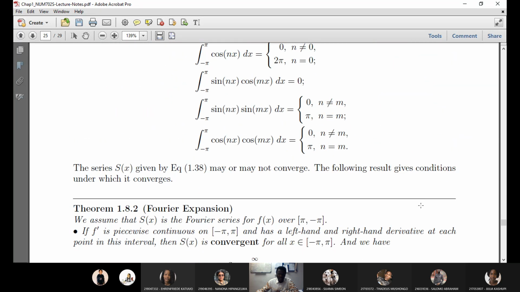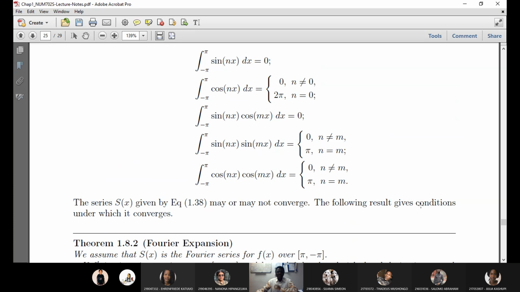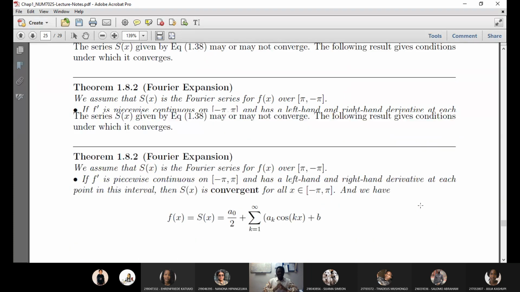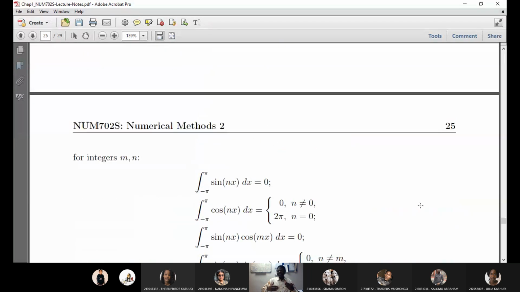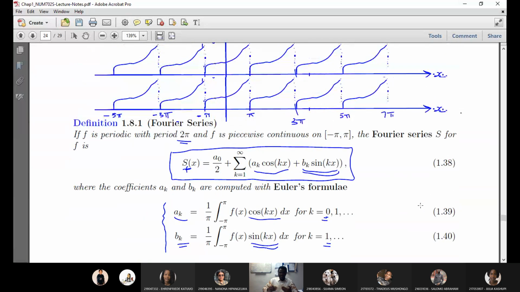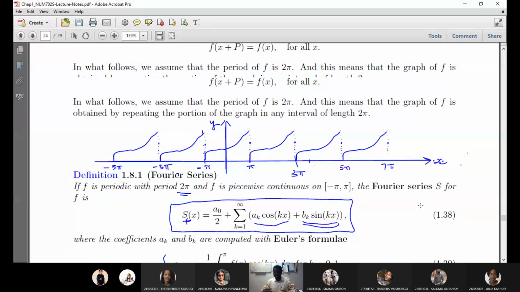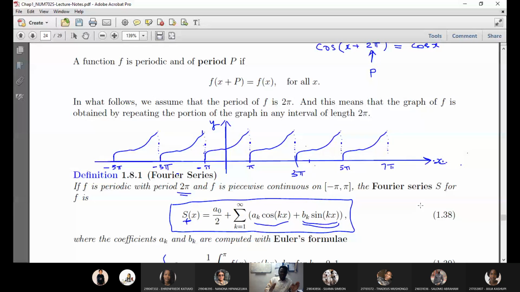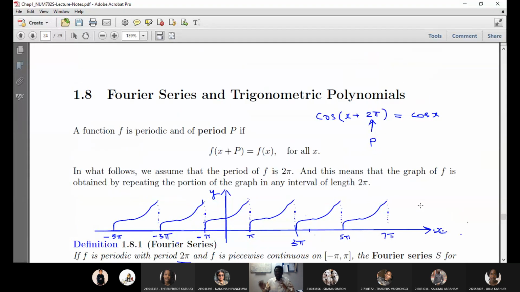What is a periodic function? A periodic function is a function that repeats itself after a certain interval, a certain time interval or space interval, because you have periodicity in time, and you also have periodicity in space. Periodicity in time, what? Okay, like seasons are periodic in time.